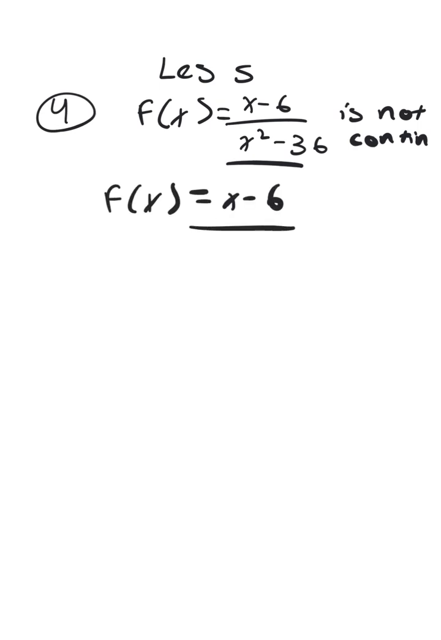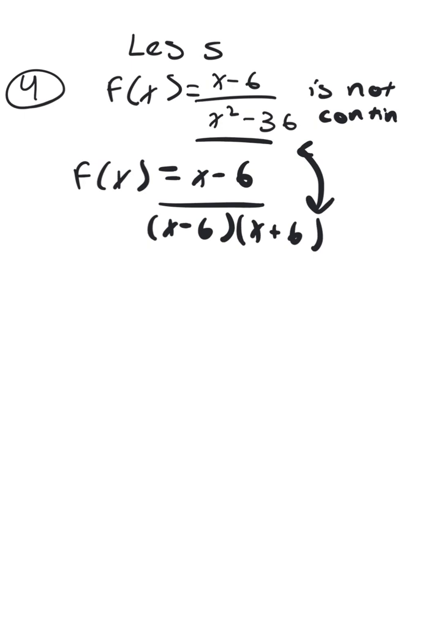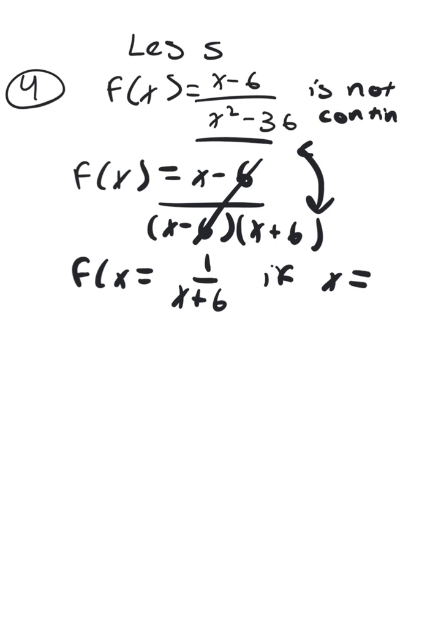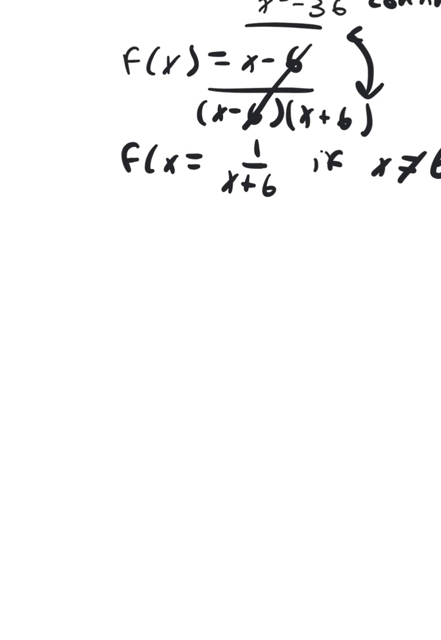By doing simple math, we know that x minus 6 and x plus 6 is the same as this equation. So we can go ahead and cross out the x minus 6, and what we're left with is f of x equals 1 over x plus 6, since the x plus 6 is in the denominator. But this is only applicable if x is not equal to 6, because we need to find the discontinuity.